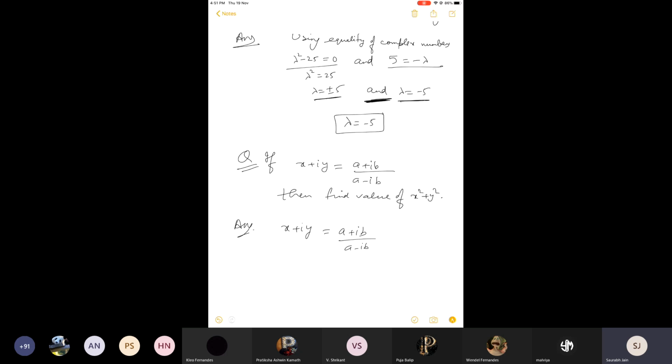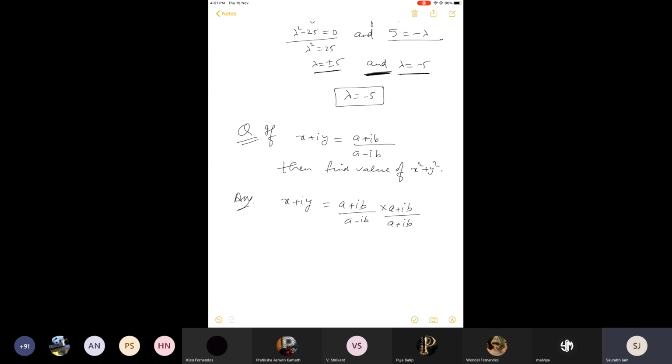See, whenever you are not able to understand how to proceed, just have a look at the right hand side and you have iota in the denominator. So at least try to rationalize it. Then you will come to know what you are supposed to do after that. Rationalize it first, simplify as much as you can.